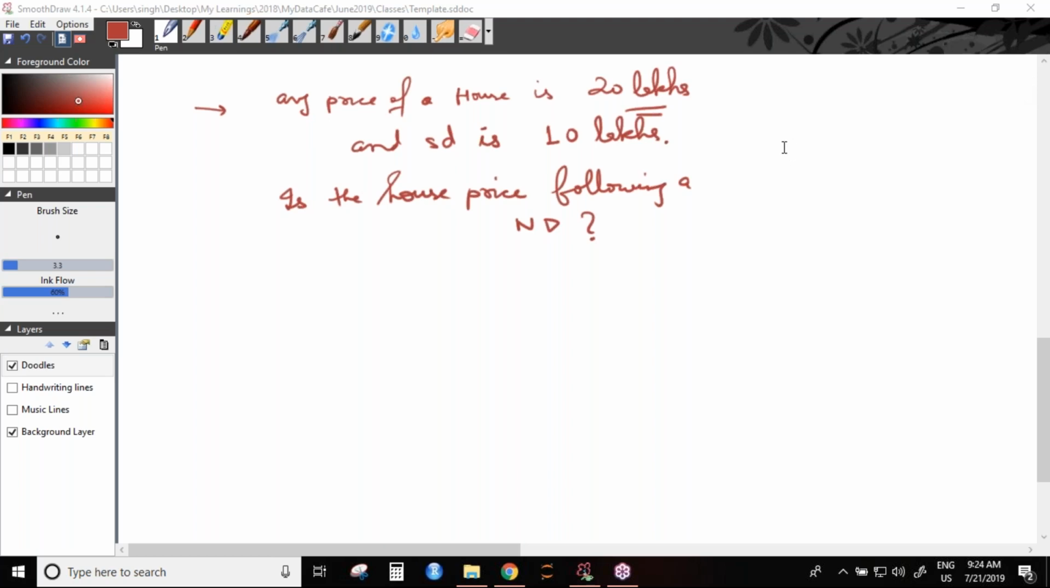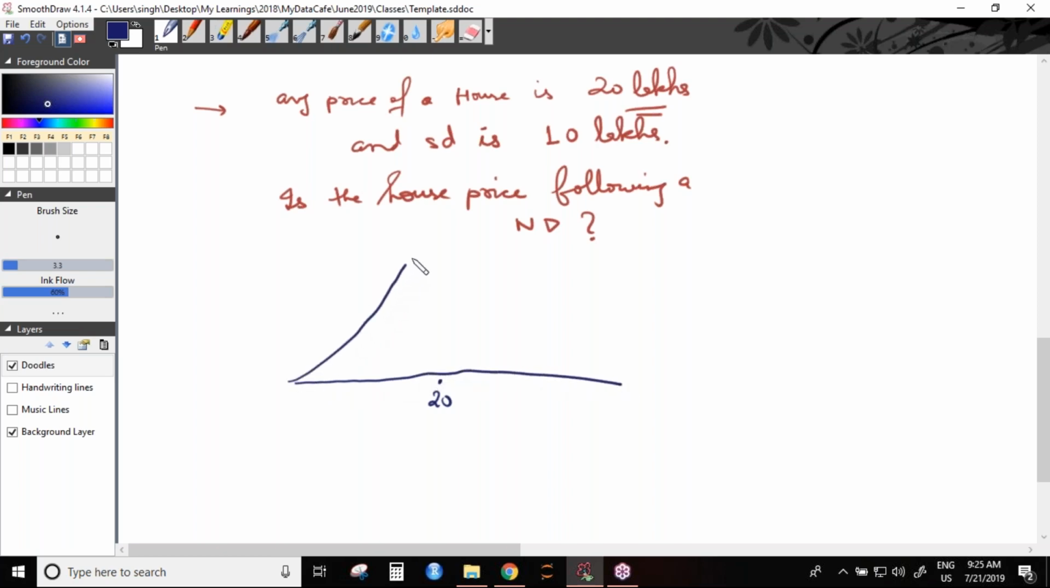Anybody else wants to try? Okay, let me help you guys. So what have I written? That the average price of a house is 20 lakhs. So this is 20, and I have written that the SD is 10 lakhs. Now the question is, is the house price following a normal distribution? Let me draw a normal distribution.